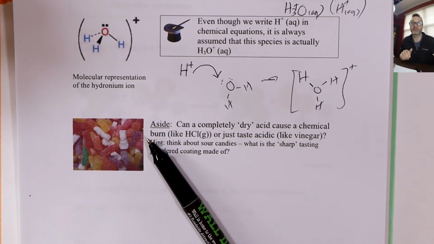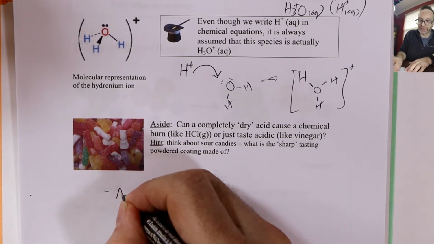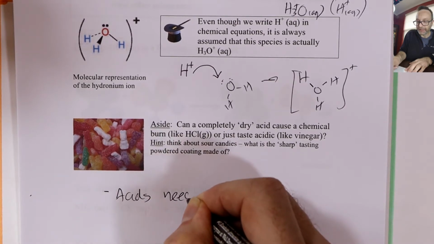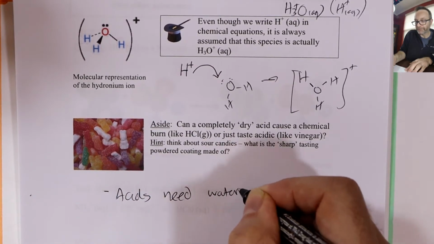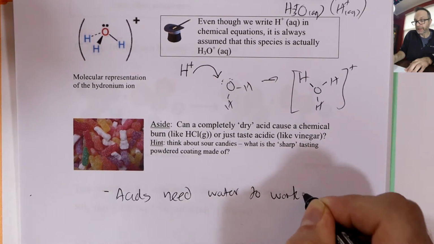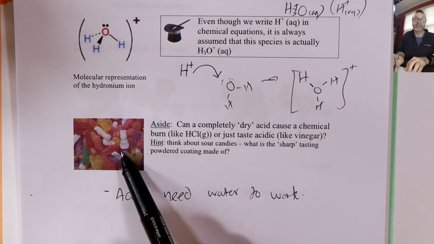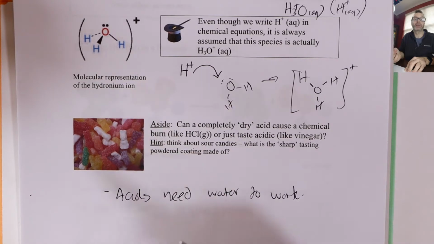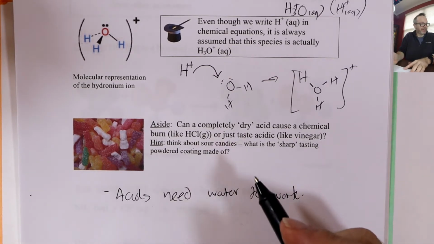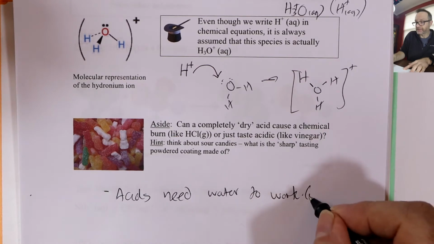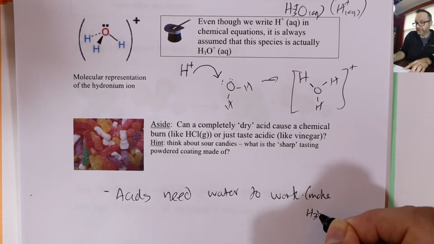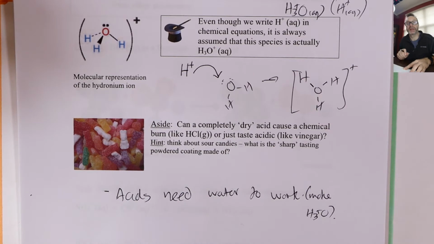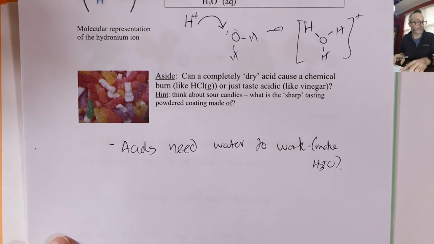You have to make the hydronium ion, H3O+. So let's just write a few facts down. Acids need water to work. A powdered pure acid, assuming it stays dry, is harmless. Think of citric acid powder on gummy bears, right? There's no chemical warning in the sweet shop, because you have to make hydronium ions, H3O+, to make an acid work.